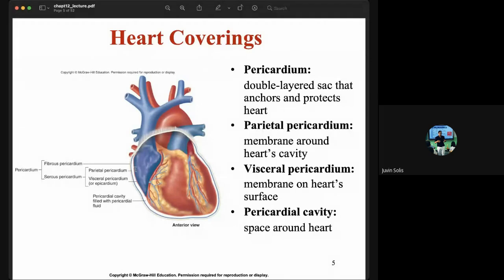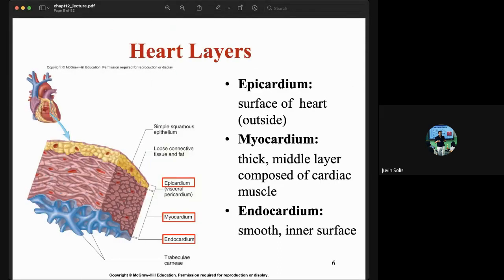Next to your pericardium, your parietal pericardium, and then the space, which is your pericardial cavity, and then susunod na yung visceral pericardium. Okay, that's how you are going to dissect the covering of the heart. Okay, let's move here. How about the layers of the heart?